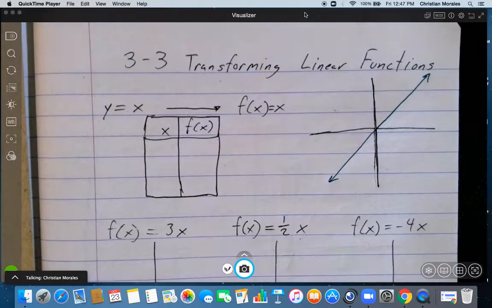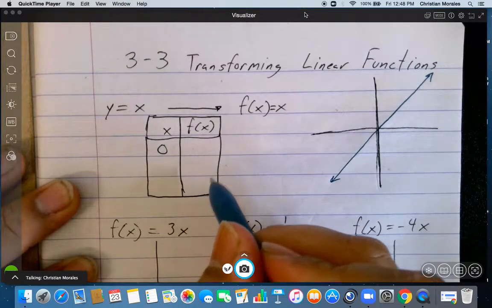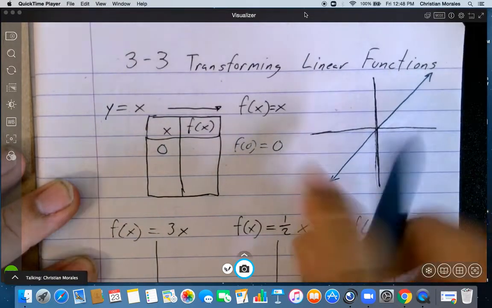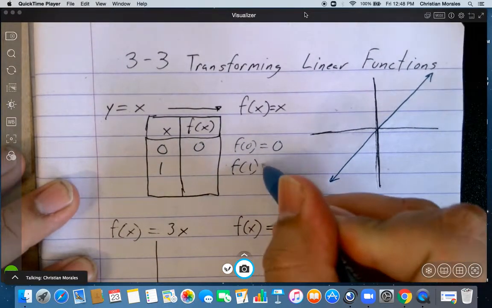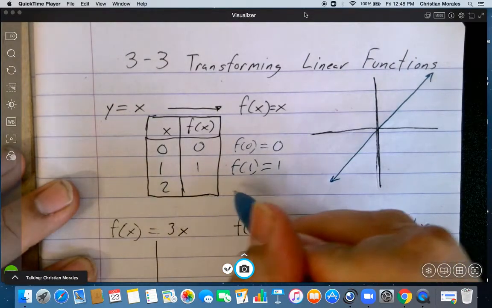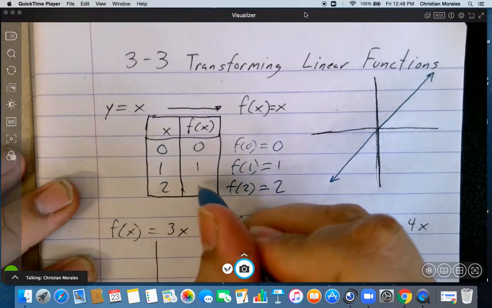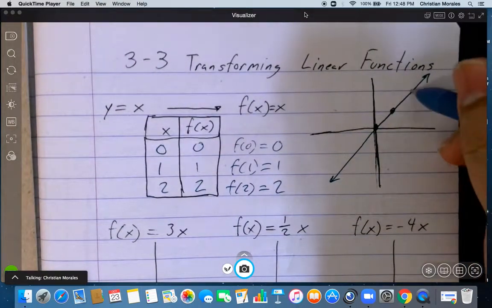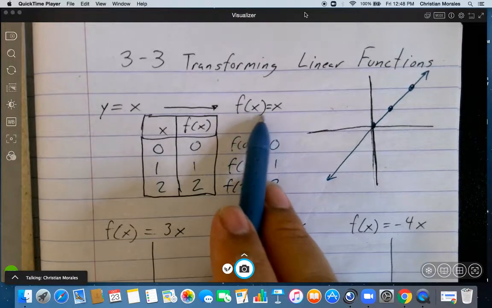And the way it works is when you plug in 0 into f of x, your output is 0. When you plug in 1, you get 1. And when you plug in 2, you get 2. So these points are (0, 0), (1, 1), (2, 2). And this is basically the original line. We call it the parent function. This is the most basic linear function, f of x equals x.